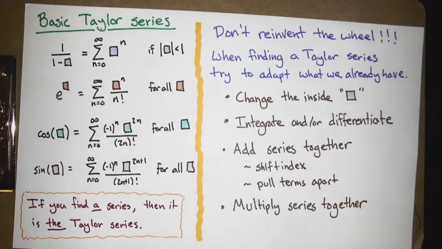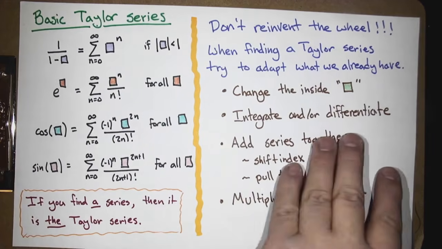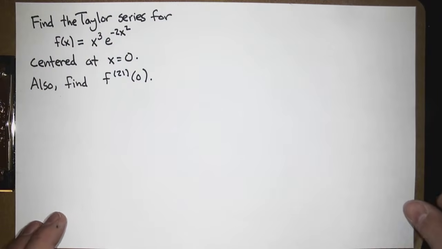We want to take our basic Taylor series and adapt them. That's our mindset. So, find the Taylor series for the function x cubed e to the minus 2x squared centered at x equals 0. And then it says, while you're at it, can you tell me what the 21st derivative is at 0? Okay.